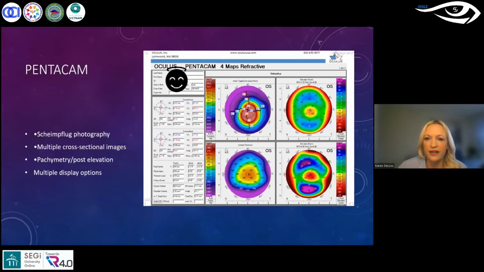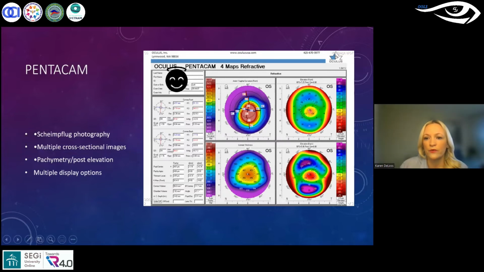Pentacam is my favorite. It's the most expensive of the topographers. It gives you a lot of information and it spits it out in any form that you want. There's multiple display options, but what I like about the Pentacam or Scheimpflug in general is that it gives you a look at both the front curvature and the back elevation. So the front elevation and the back elevation. That's going to give you more data points with respect to keratoconus or form frust.